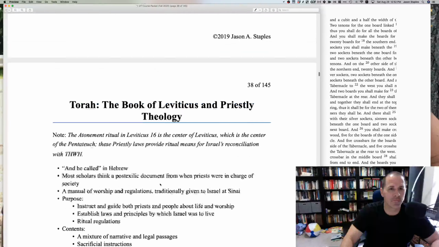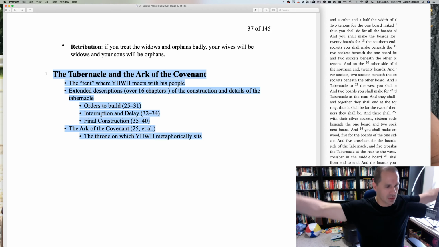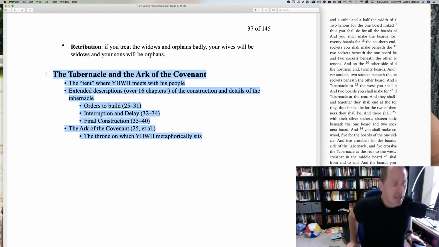Finally, what we're doing is looking at the tabernacle and the Ark of the Covenant. In Exodus, Moses goes up and sees this image of how things are supposed to be as he's meeting God on the mountain. And then he's given instructions for this tent or tabernacle where Adonai, the presence of Adonai, is going to meet with his people from here forward. And you get 16 chapters plus of the construction and details of the tabernacle, including the orders to build.